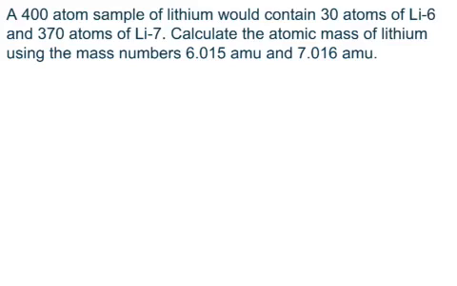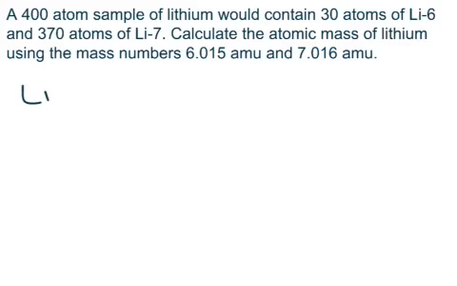If we're really trying to throw you a curveball here, you might see an example like this, where it seems like you don't have the right information to figure out the problem, but you really do. So if you have a 400 atom sample of lithium, and 30 of them are lithium-6, and 370 of them are lithium-7, and we're assuming that this 400 atom sample is representative of all lithium, then even though it doesn't directly give you percentages, it does give you the information you need to find percent.